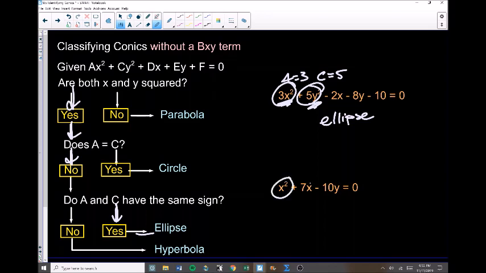We can do it again here. Are both x and y squared? Well, there is no y squared term. Our a value is 1, our c value is 0. No, they're not both squared. This is a parabola.